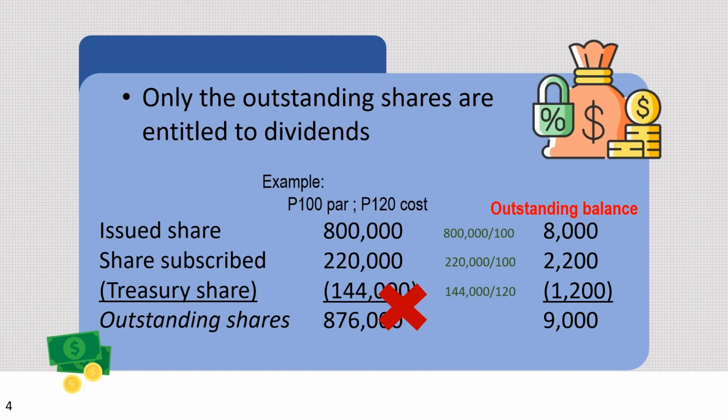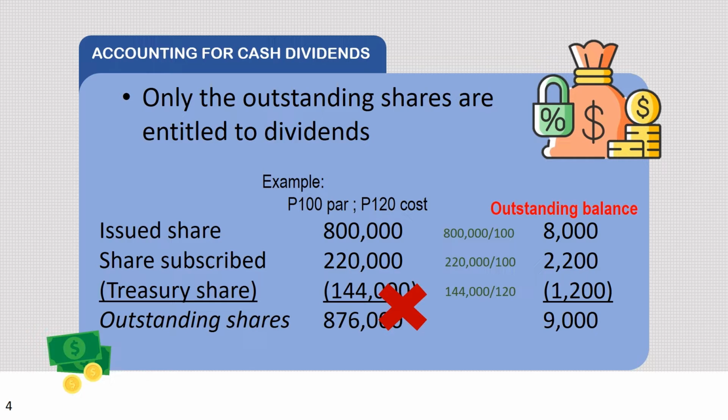Accounting for cash dividends. Cash dividends ay ang pinaka-common na form of distribution among the dividends. So for the accounting for cash dividends, only the outstanding shares are entitled to dividends. Para malaman natin yung total cash dividends, alamin muna natin yung formula ng outstanding shares. So, ang formula ay issued share plus share subscribed minus treasury share equals outstanding share.